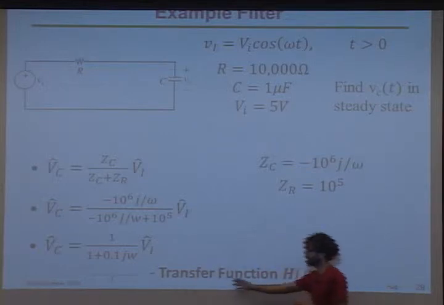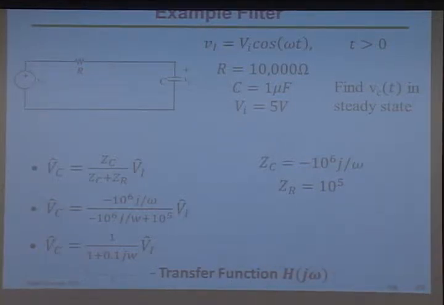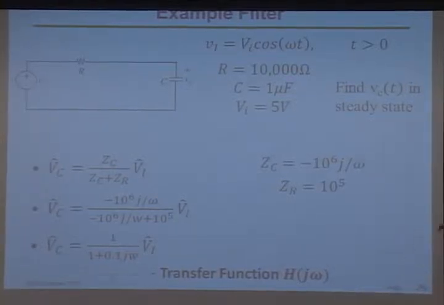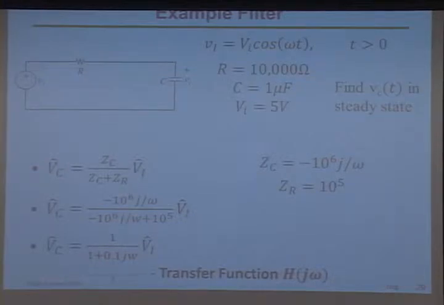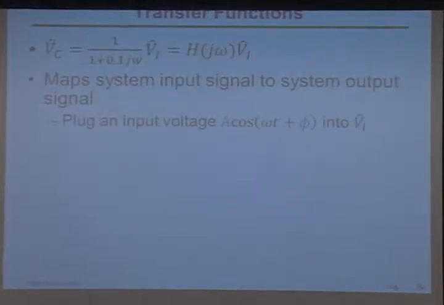We're going to derive what we're going to call a transfer function. A transfer function is when you have some input and some output of your circuit. In this case, our input is our voltage source, and our output is our capacitor voltage. And we want to find this transfer function. Why? Well, you can use it as a map.